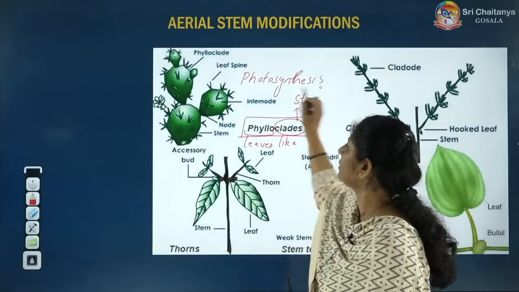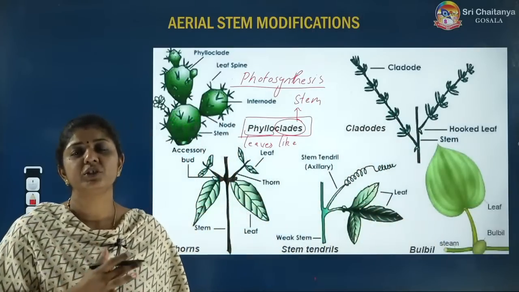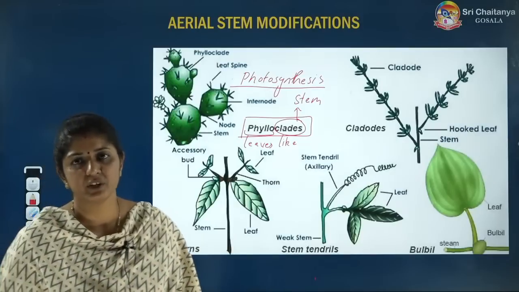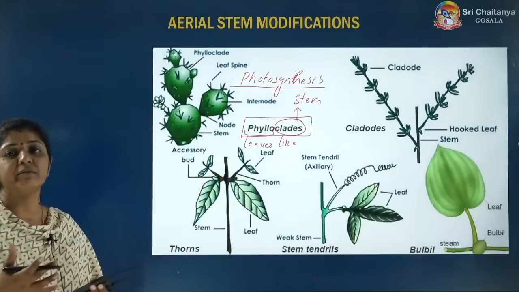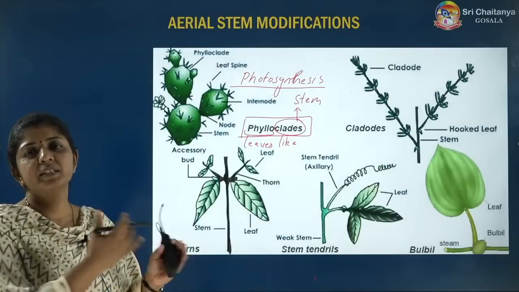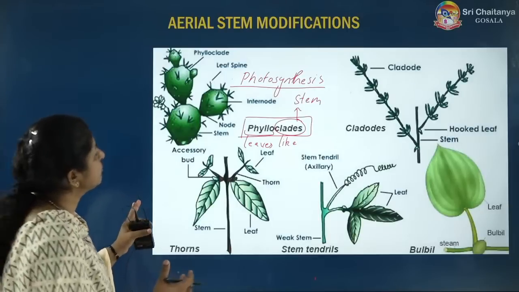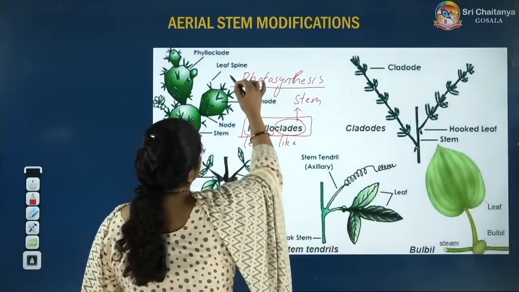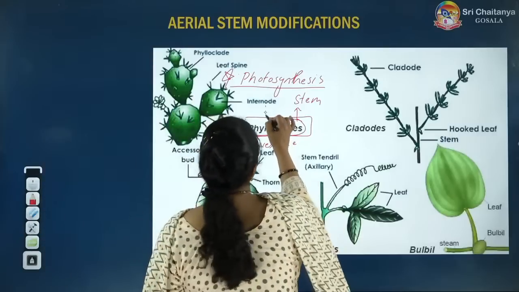It is going to modify to perform a function other than the primary function. Photosynthesis is the main function of what thing? Leaves, not of stem. That's why it is a stem modification. Are you getting that? So here, this is for what thing? Photosynthesis is done by the phylloclade. Next modification, this is the first.